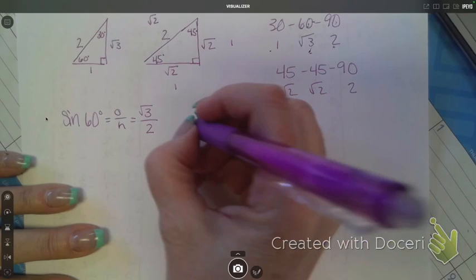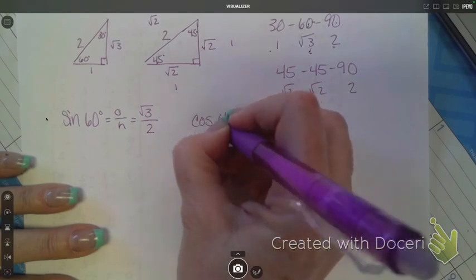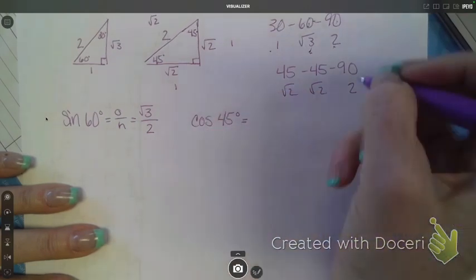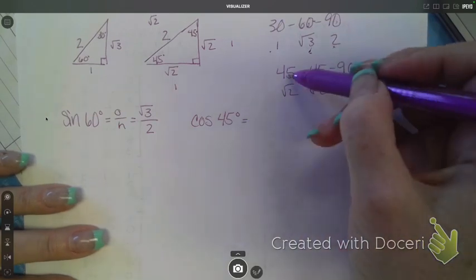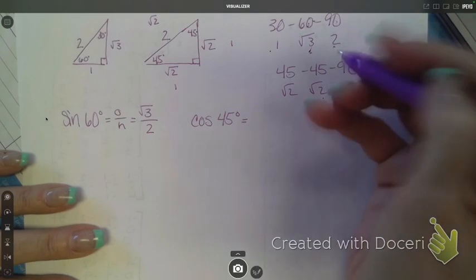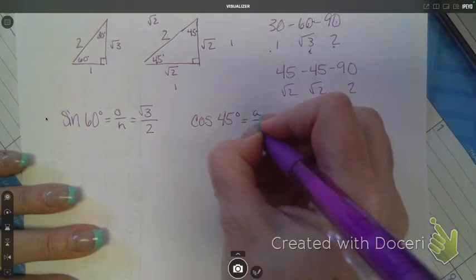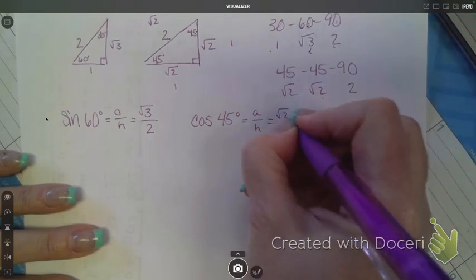The cosine of 45. So cosine is what over what? Adjacent over hypotenuse. So adjacent to 45 is square root of 2, so square root of 2 over 2.